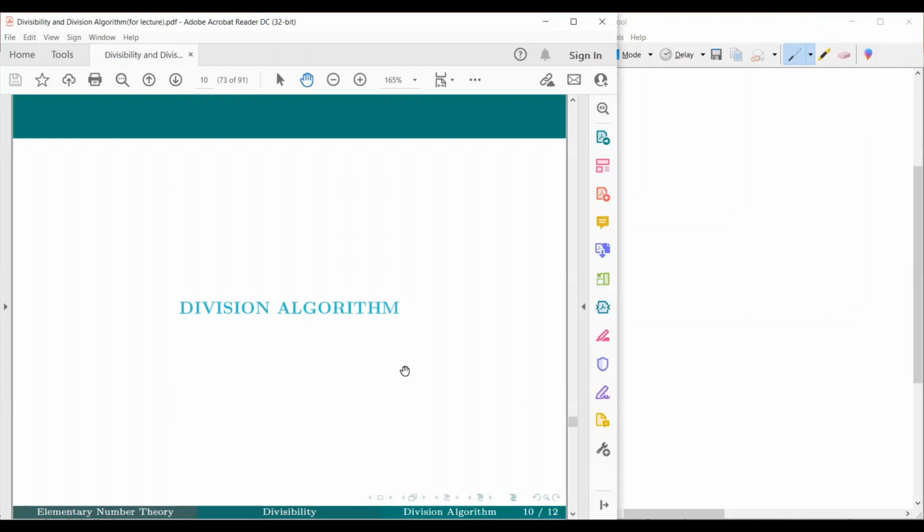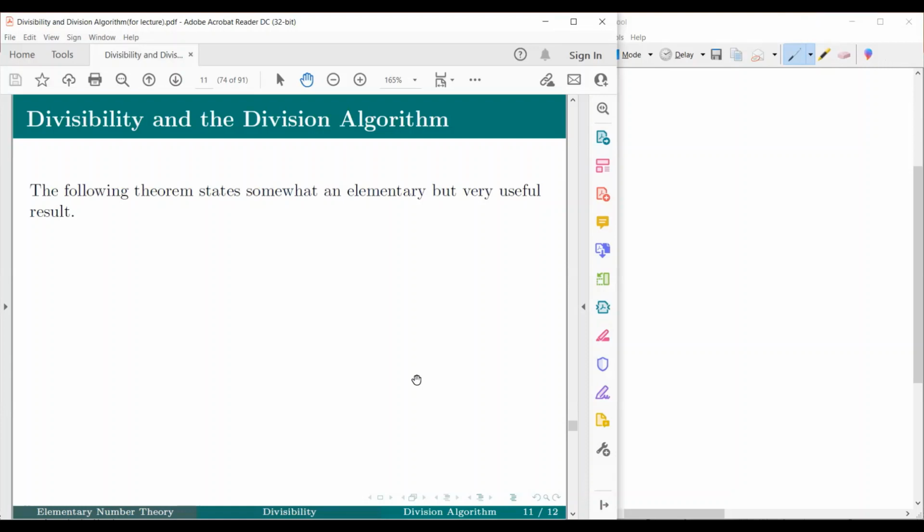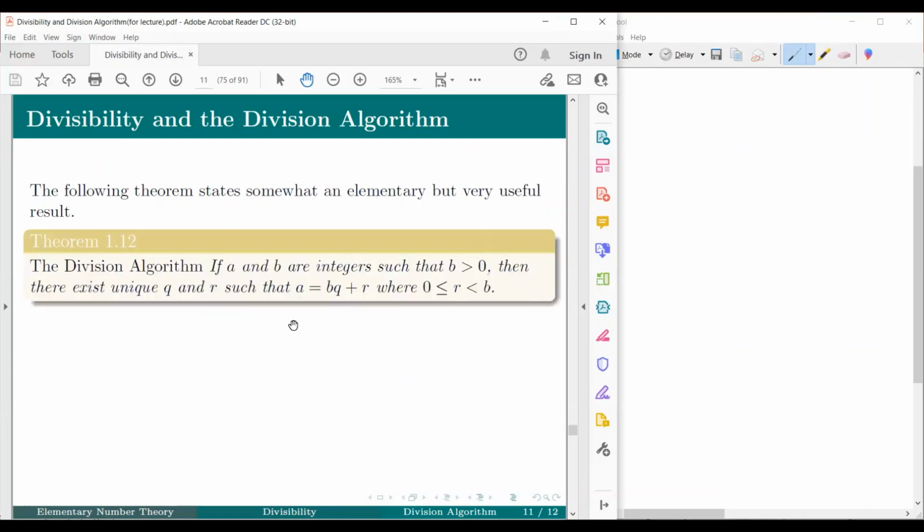Now, let's proceed to the division algorithm. So the following theorem states somewhat an elementary but very useful result. So we have here the division algorithm theorem. If A and B are integers such that B is greater than 0, then there exist unique Q and R such that we can write A equals BQ plus R, where R is greater than or equal to 0 but less than B. Now, let's have here an example.